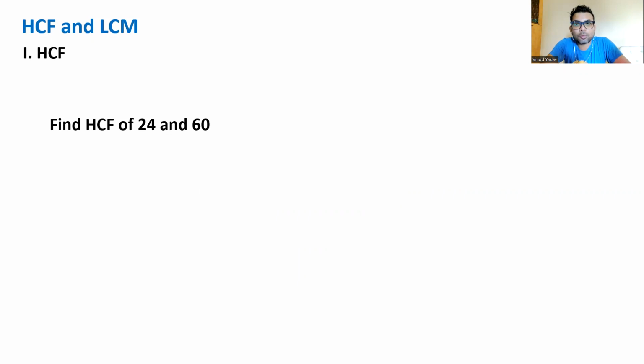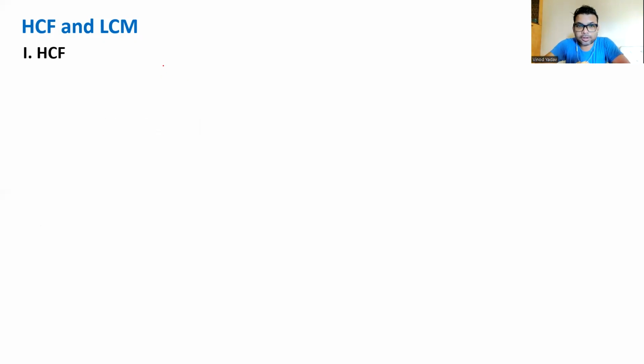I hope you know the full form of HCF is highest common factor. And for the word common to make sense, there should be minimum two numbers, isn't it? We have to look for common numbers between them, and especially which numbers? Factors. I hope you all understand what is the meaning of factor.